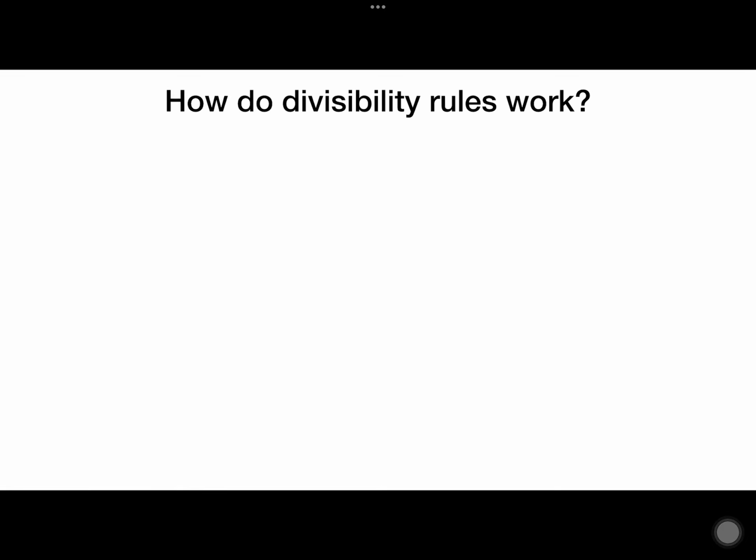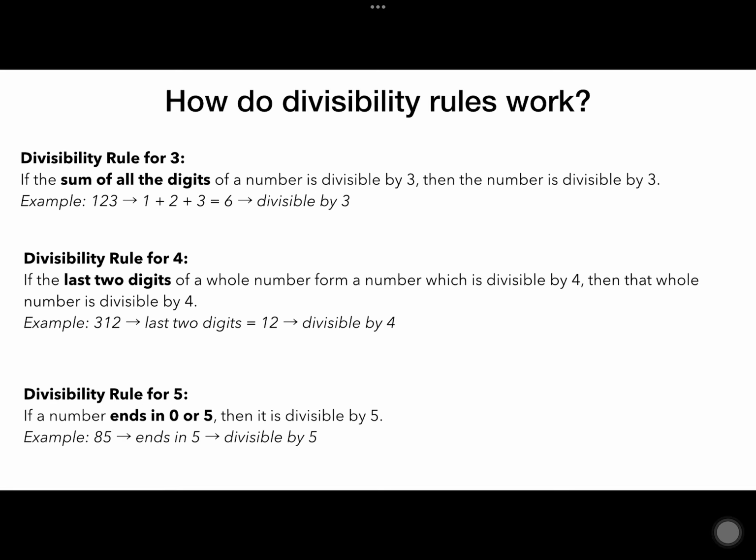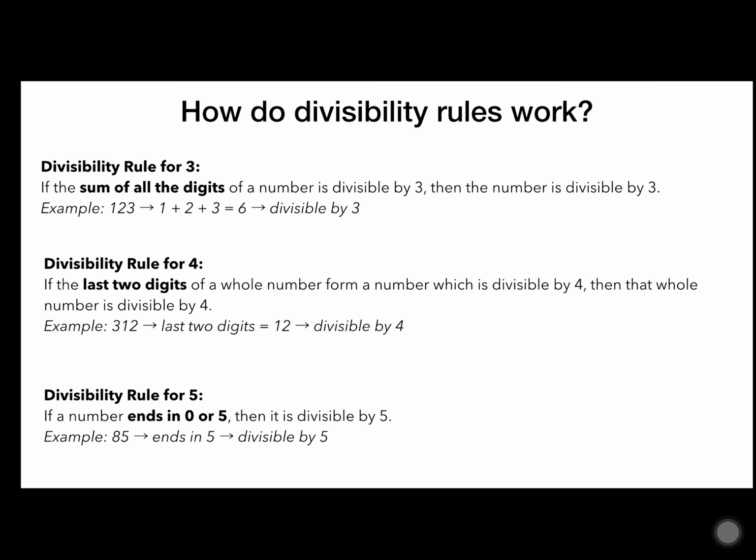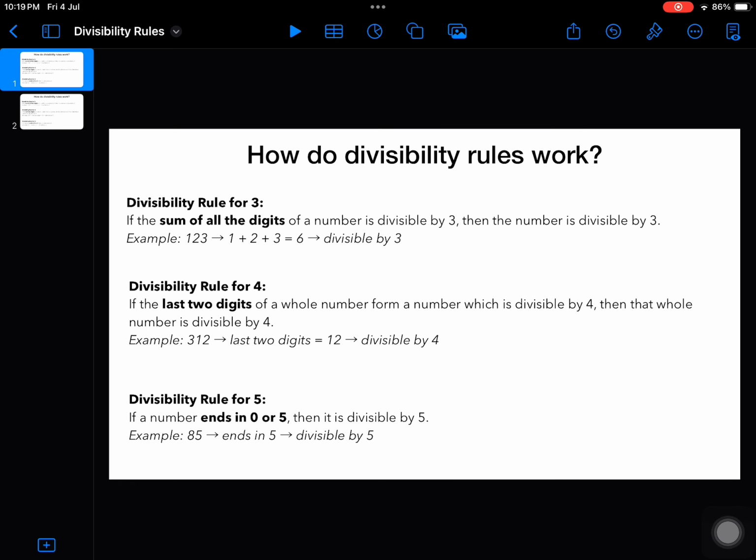Hey everyone, I thought I could share a few interesting concepts in math, simple but interesting, such as how do divisibility rules work. You might have come across these rules while you're studying, or you might still be a student and studying these divisibility rules.